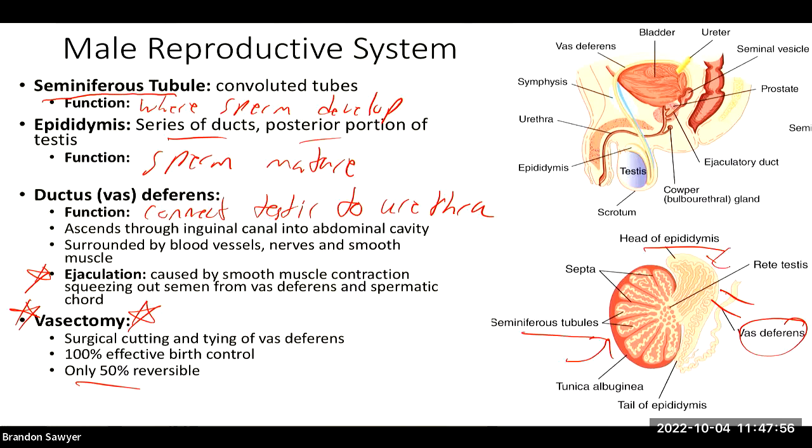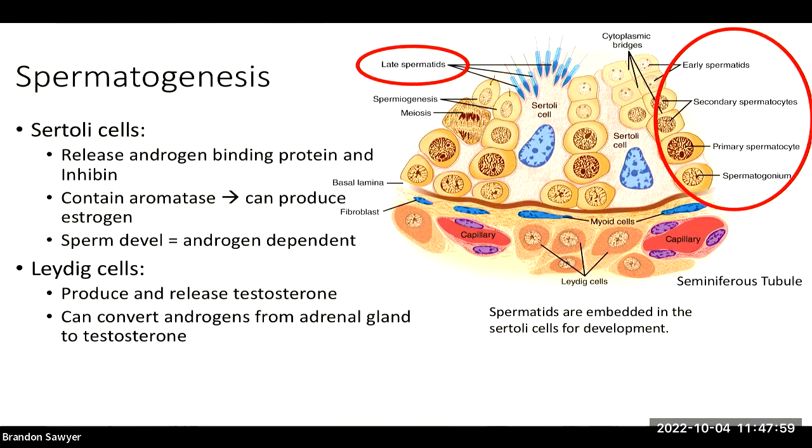Okay, so a little bit about the process of the formation of sperm. Spermatogenesis. There are two primary cell types within the testes that we'll talk about, just like there were in the ovaries. The Sertoli cells release something called androgen binding protein, as well as inhibin. These cells contain that aromatase enzyme that we saw in females as well, that helped to form estrogen, so they can produce estrogen. But sperm development is primarily dependent on the release of androgens from these Sertoli cells.